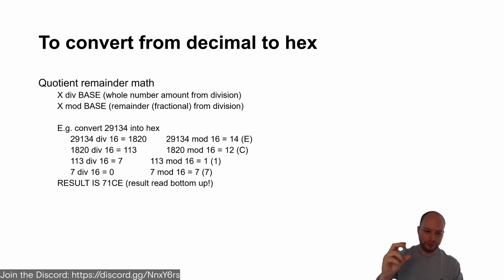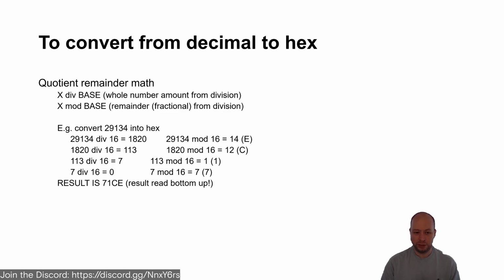So you take the remainder and then move it over. Let me walk through this. For example, if we wanted to convert this value in the slide, 29,134, into hexadecimal, we would start by dividing 29,134 by 16, and that would give us 1,820. The mod of that same value is 14, so that gives us our first value, E.